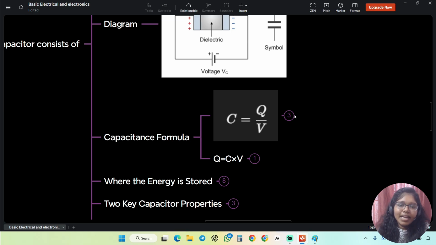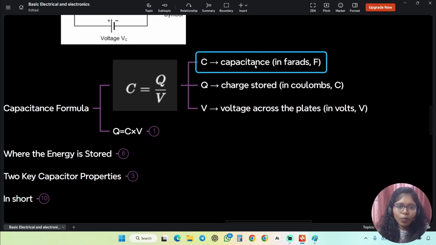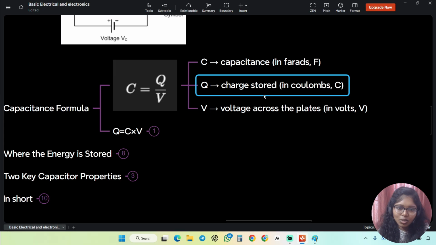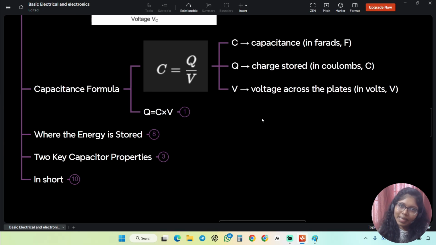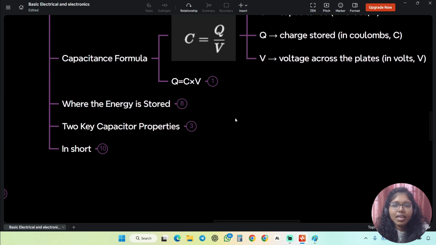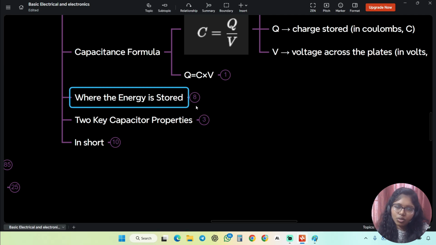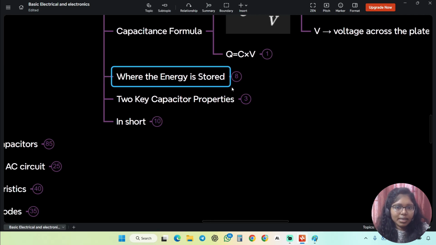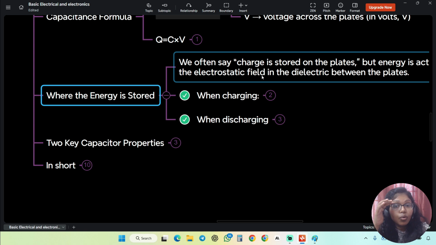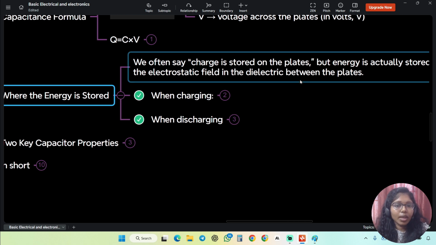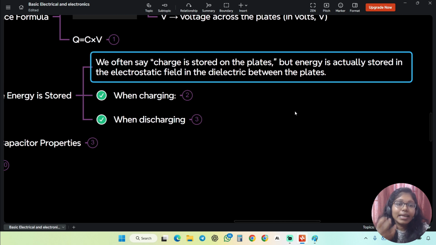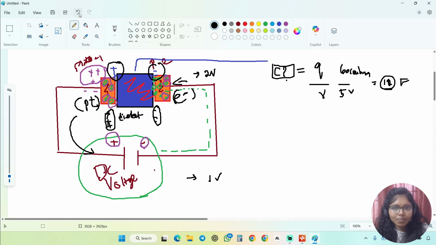And yes, C is for capacitance, Q for the charge stored, and V for the voltage across the plates. How much voltage is across? And where is the energy actually stored? We already discussed it, right? We often say charge is stored on the plates, but energy is actually stored in the electrostatic field in the dielectric between the plates. So what we actually mean here.